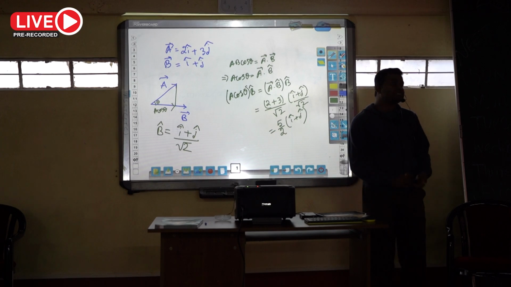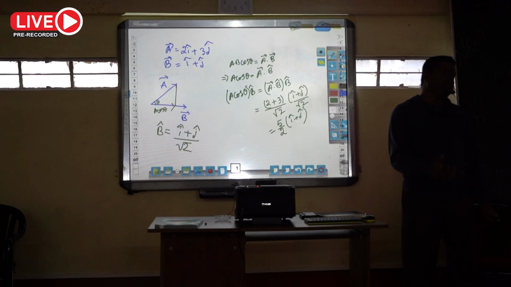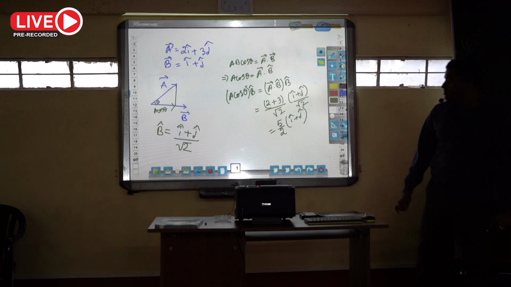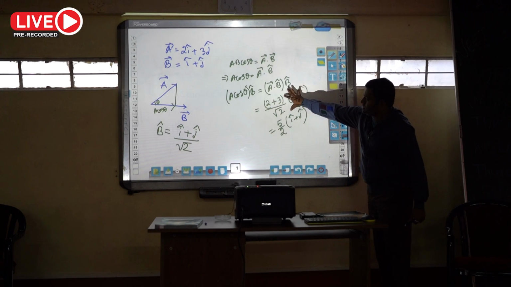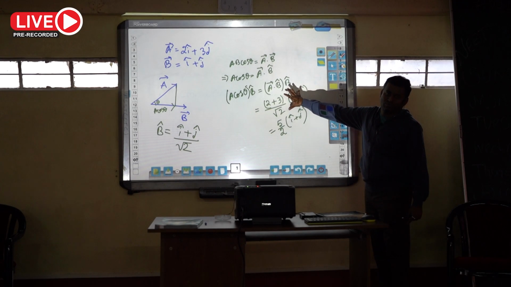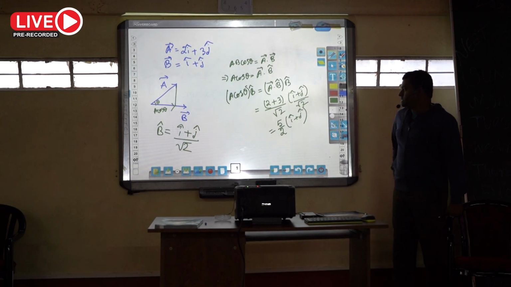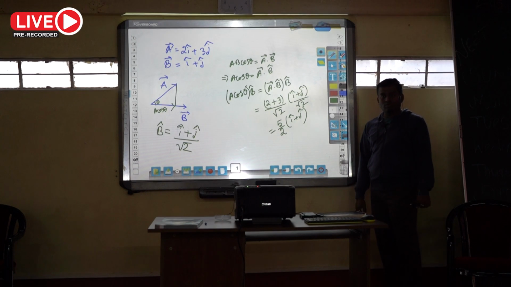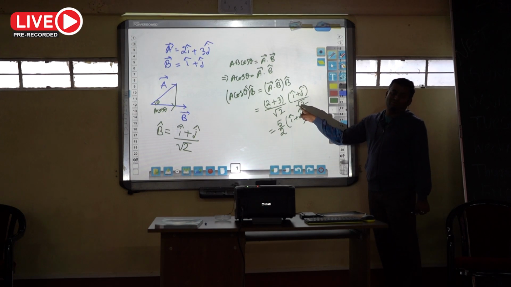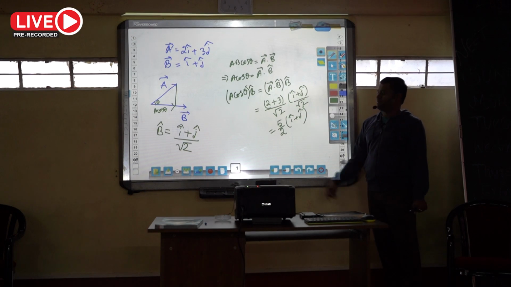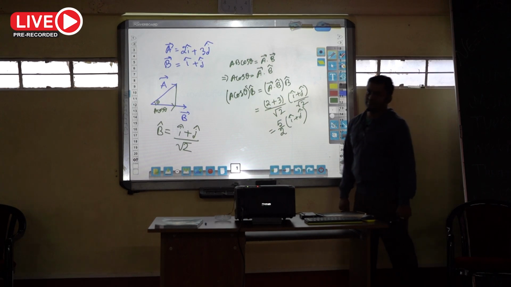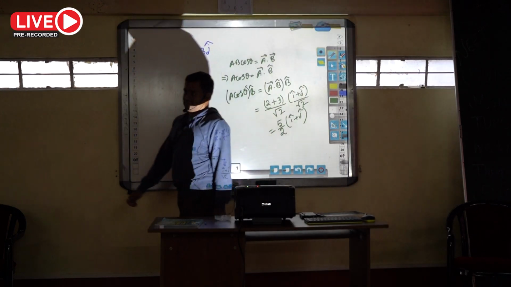If it is asked what is the projection only, or the magnitude of the component, then your answer will be this one, that is 5 by root 2. The vector answer will be 5 by 2 because there is another root 2. So it is not 5 by root 2 into i cap plus j cap; it will be 5 by 2 into i cap plus j cap. So option D is correct.